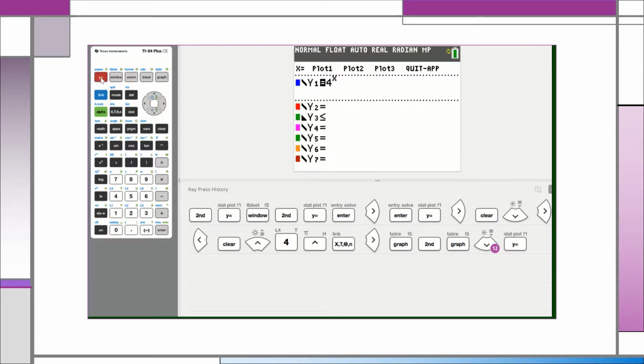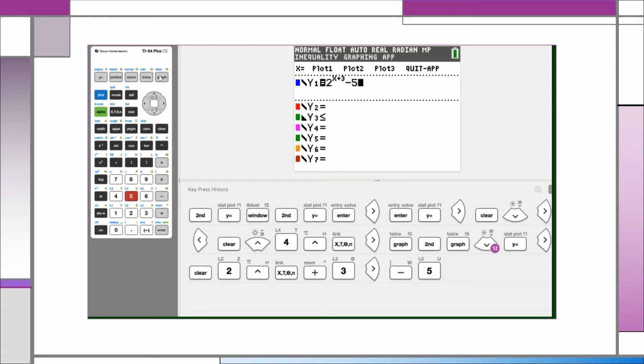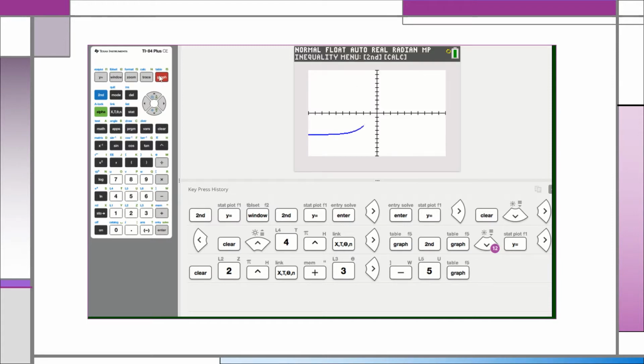So I'm going to go in here to y equals, and we're going to change this from 4 raised to the power of x, so I can see what I did last, to y equals 2 caret x plus 3. That's going to give me my horizontal transformation. It's going to move it 3 units to the left. And then we got negative 5. Let's go take a look at our graph of this.